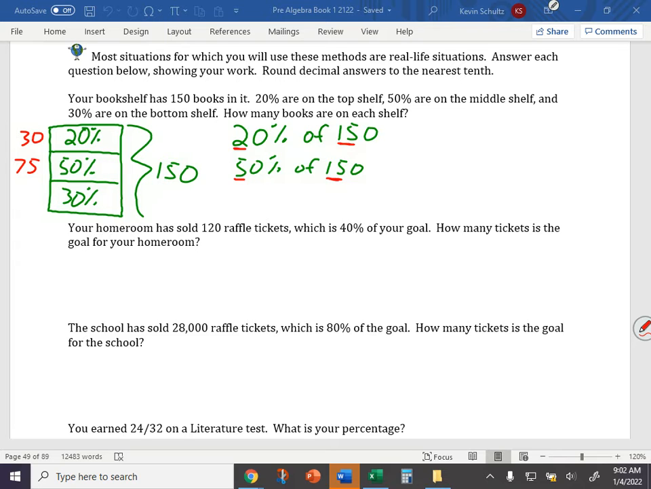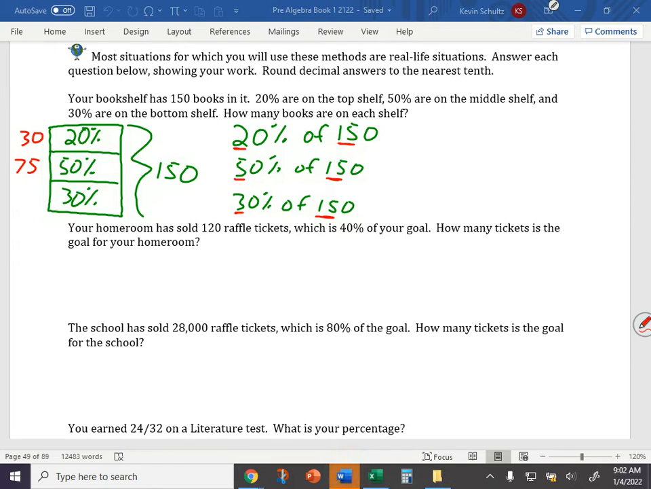Lexi? You could do 150 times 0.3 or 15 times 3. Okay, so we can set it up similar to what we did earlier. 30% of 150, you can take 0.3 times 150 or 3 times 15. What else could you do? Haley?